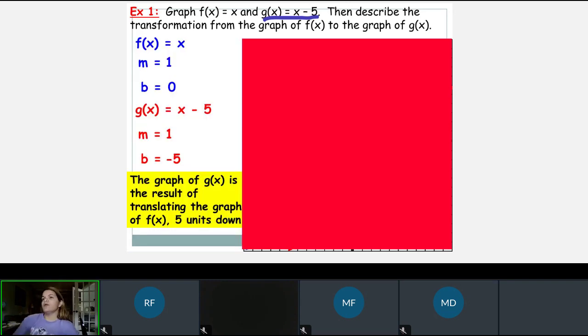So with our two equations here, our parent function is in blue. We've got f of x equals x. So our slope is 1. Our y-intercept is 0.